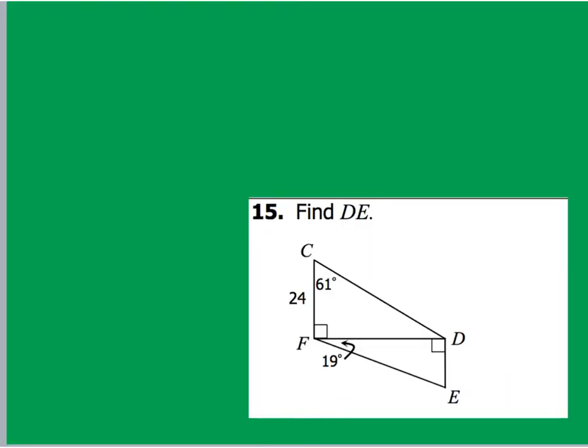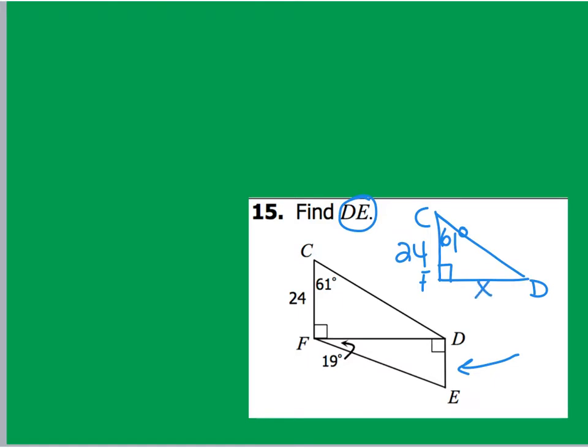Wow. Let's take a look at number 15. Understand that the question is, what is DE? So we definitely need to figure out what this side is. Right now, I do not have enough information. So what I'm going to do is work with my top triangle here, CFD. This is 24, this is 61 degrees. I'm going to figure out what this side is here, and then I could figure out the other information to help me figure out DE.